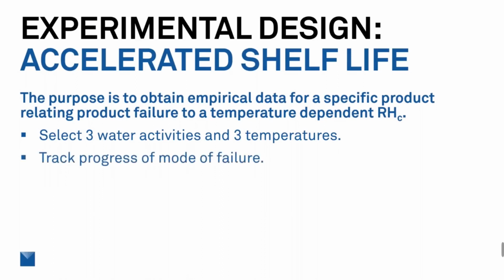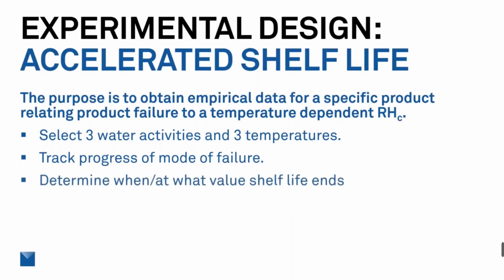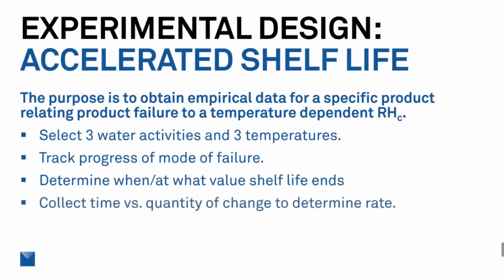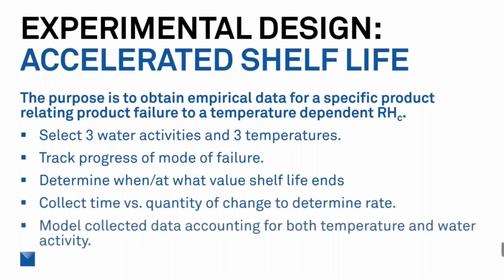And then you're going to track the progress of the mode of failure. So if, let's say, you're doing lipid oxidation, you need to measure the oxidation level. You also need to determine when that's going to fail, because like I mentioned before, you can have some changes in your product and still be within your shelf life. It's at the point where it's undesirable or not acceptable to the consumer anymore. So you have to decide when that is going to happen. Things are going to change with products, but you have to determine when that is no longer acceptable. And then we collect time versus quantity of change to determine the rate.